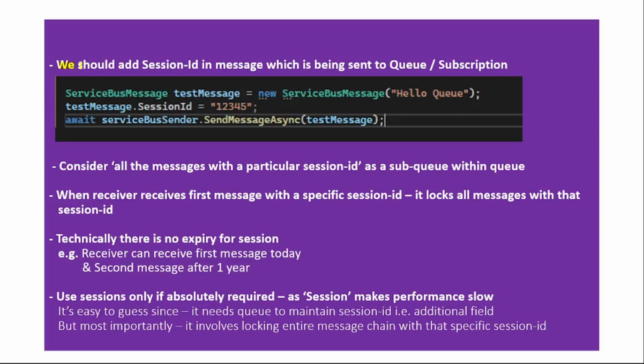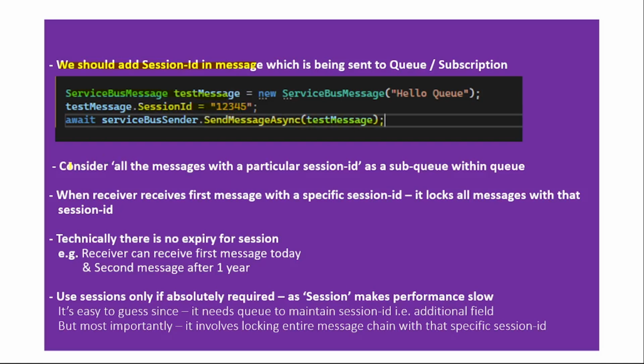Now when we are sending a message to queue or subscription, we should add session ID in that message. So something like below. So here we have simply created this service bus message, then we added this property, that is session ID, and we can provide any value to the session ID, and then simply we sent that message to the queue or subscription.